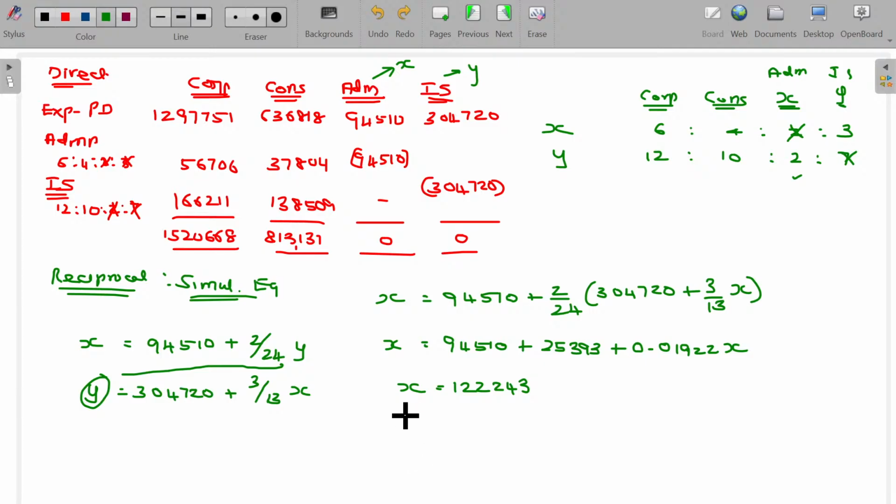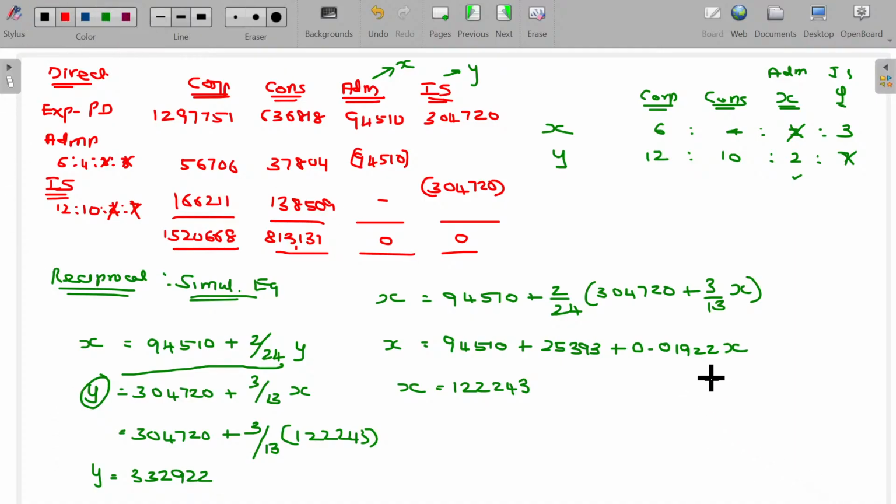In case of y, how can you calculate for y? I can substitute here. 3,04,720 plus 3 by 13 of x. X we have calculated as 1,22,243. Then y in this case is equal to 3,32,922. We should not stop here. We further go for calculating the final one.